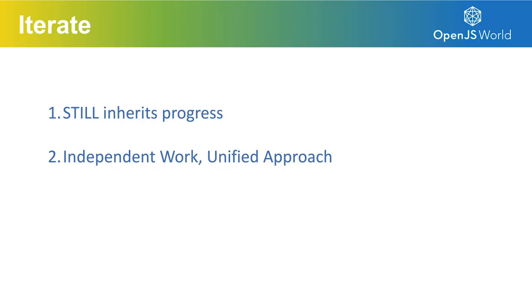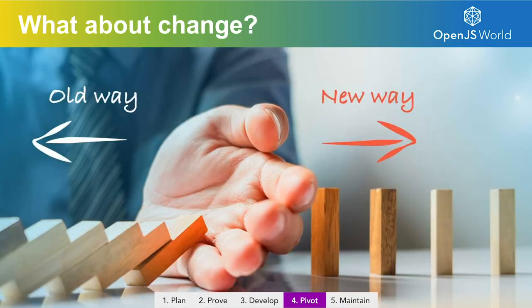So as you can see, this process is still inheriting the progress from the stages before. It allows for us to work independently in our own area of expertise, UI, API, data, anywhere else. Yet we remain unified in our approach. The software systems are always changing. The CLI-first approach can't prevent this from happening, but it can provide a predictable way for responding to change. Think of it like having a go-to battle plan for any situation.